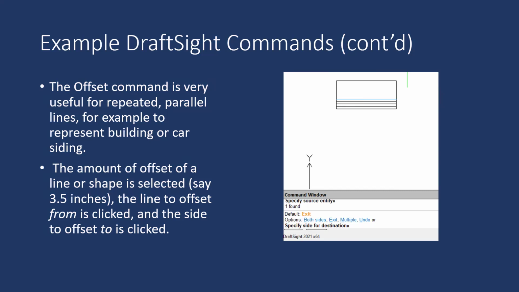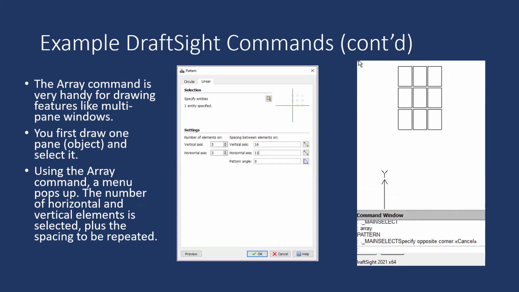So you can go very, very quickly, boom, boom, boom, boom, and fill a whole side in with lines. There's other ways of doing this as well, and one of them is using the array command. It's very handy for drawing features like multi-pane windows or the repeated scribe siding lines, for example. You draw one pane of a window, in this case, which is an object, and you select it.